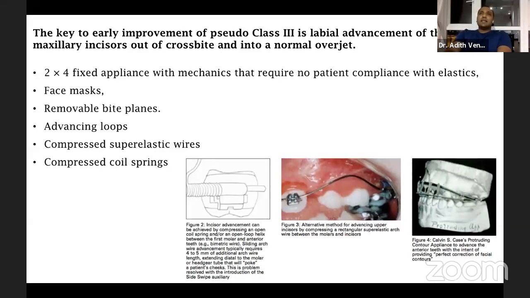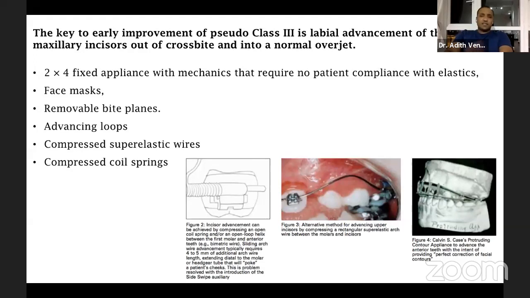The reason behind that is that a pseudo class 3 as a function is something you think of in reverse. Imagine that the lowers are in front of the uppers, and that does not let the uppers go forward, that does not let the maxilla grow. That is one of the very common theories attributed to a full-blown class 3 resulting from a pseudo class 3. So the key to the early improvement of a pseudo class 3 is the labial advancement of the maxillary incisors out of crossbite into a normal overjet.